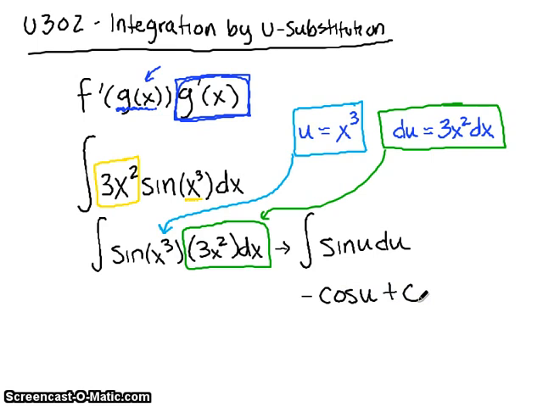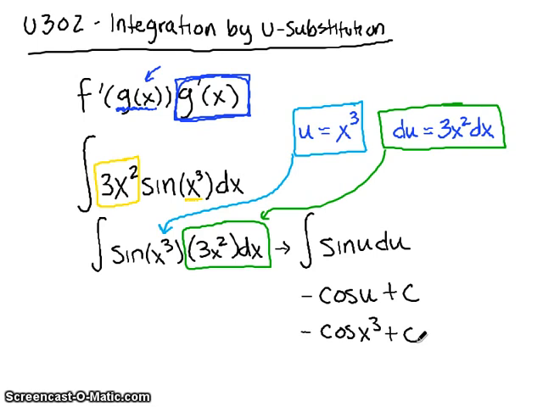Now, our problem was written in terms of x. It's an antiderivative. Our answer right now is in terms of u. We don't really want that. We want to substitute the u back in. So our real answer is negative cosine of x to the third plus c. So we want to find the inside function, see if its derivative is inside, and make this substitution.